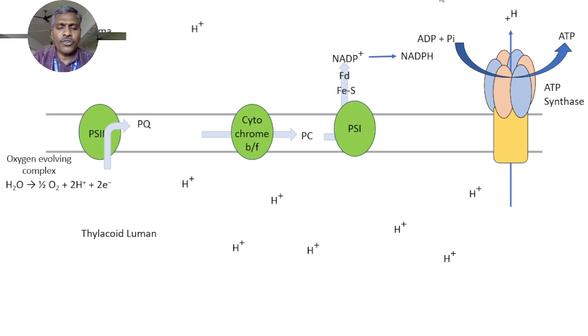The light reactions of photosynthesis create high energy compounds like ATP and NADPH, which are going to be used in the dark reaction to synthesize carbohydrates from carbon dioxide and water.